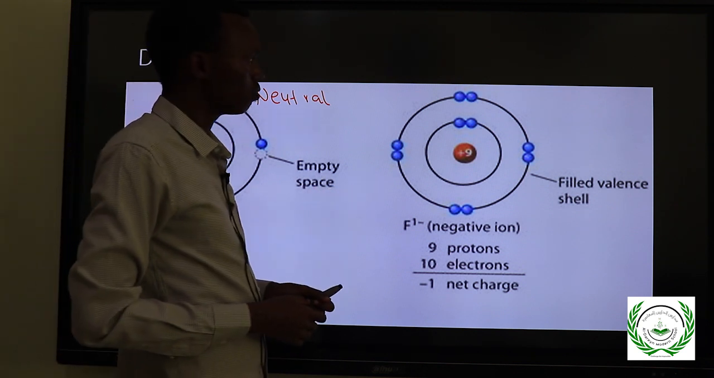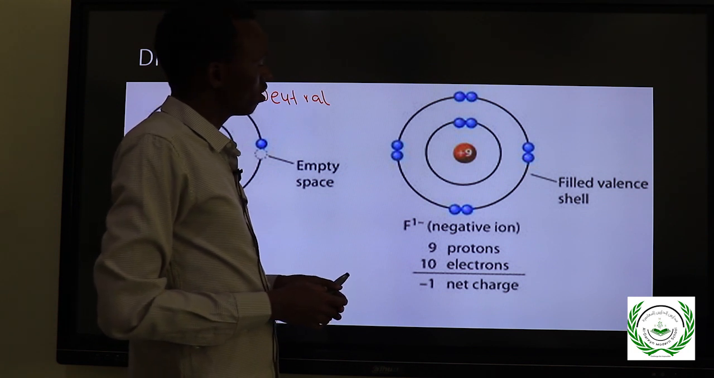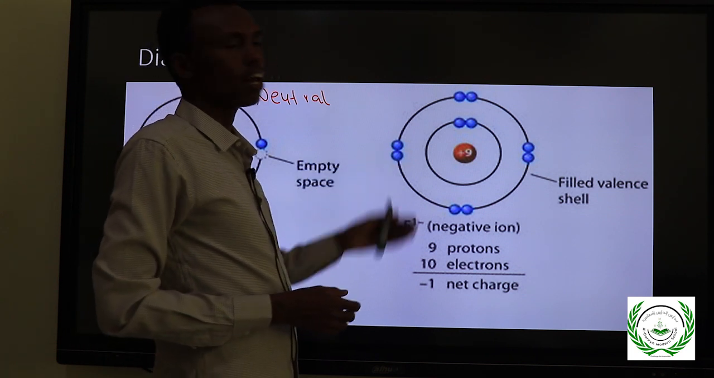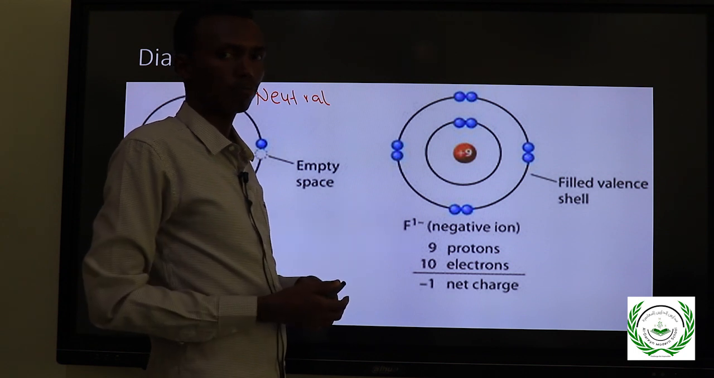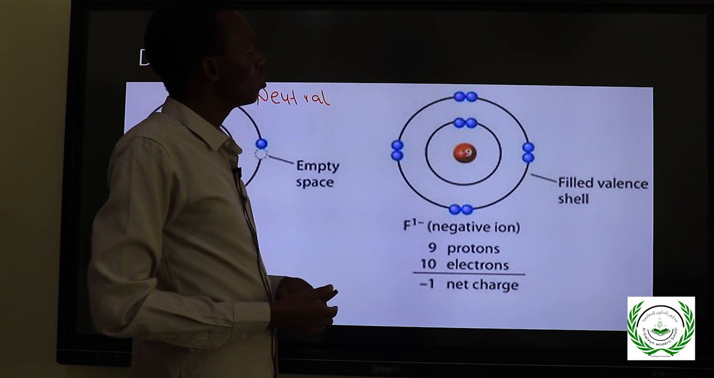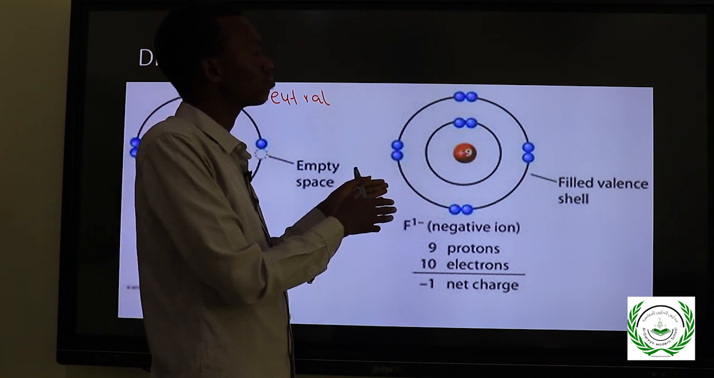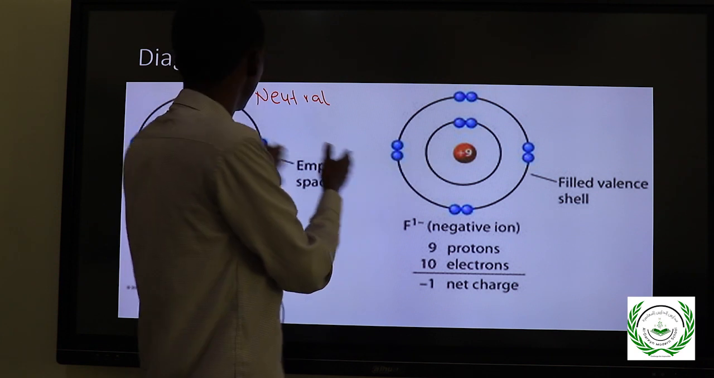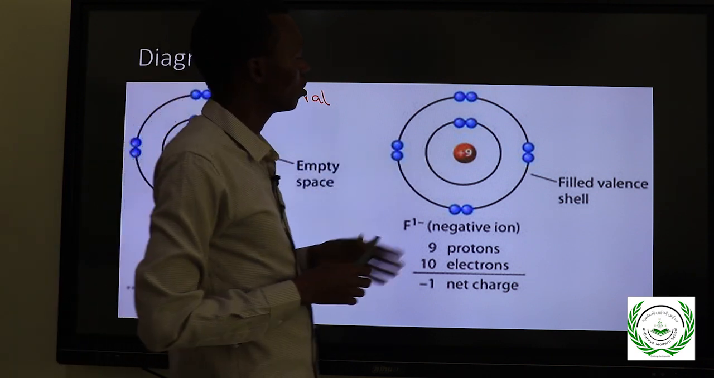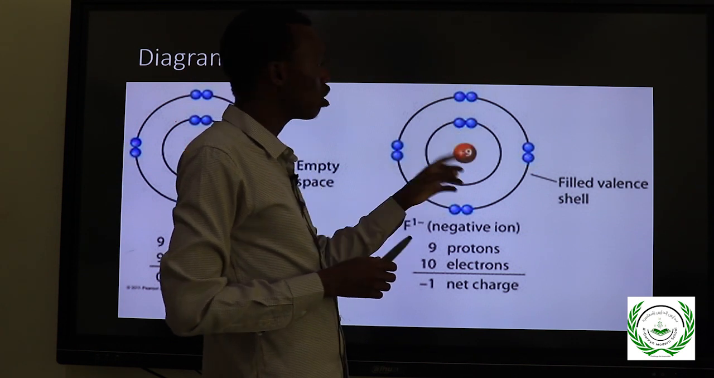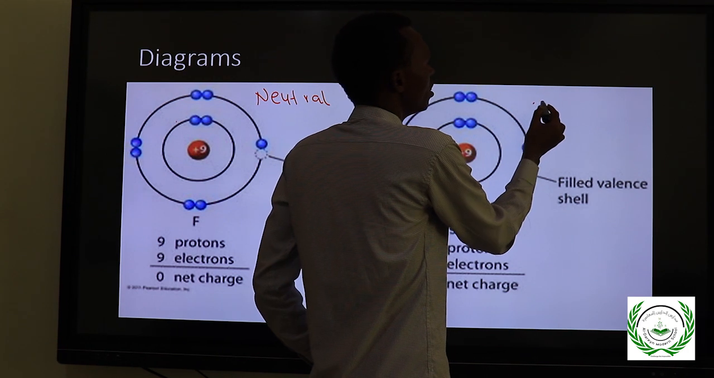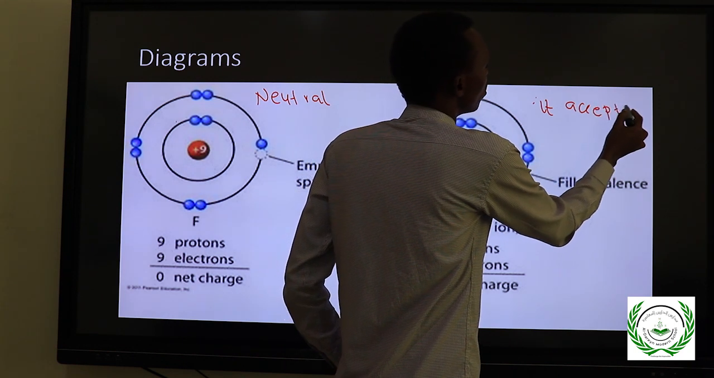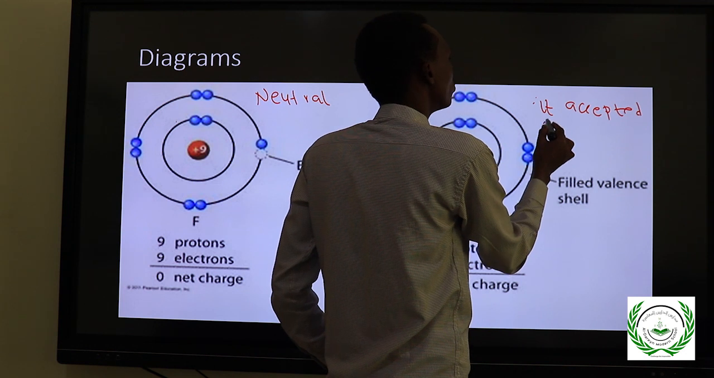Let's see the other one where the situation is quite different. The same element, fluorine. Now it gained 1 electron from a donor atom. So the number of electrons has changed, from 9 to 10. Now it has 9, now it has 10: 1, 2, 3, 4, 5, 6, 7, 8, 9, 10. Because it accepted, and the reason is because fluorine accepted one electron.